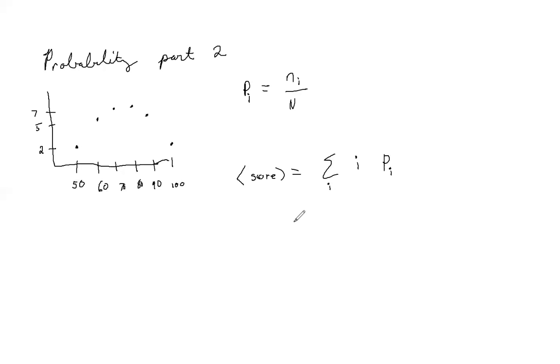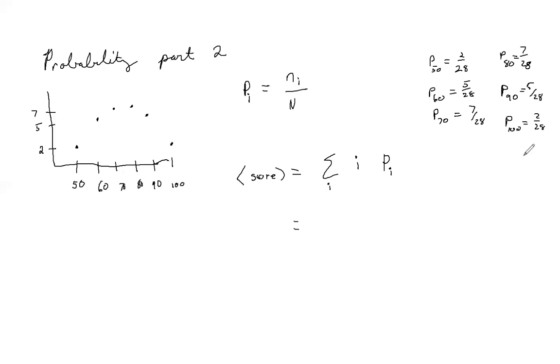So in this case, my probabilities, I better write these down here because we'll need them. The probability of 50 is 2 over 28. Probability of 60 is 5 over 28. Probability of 70 is 7 over 28. Probability of 80 is also 7 over 28. Probability of 90 is 5 over 28. And the probability of 100 is 2 over 28.